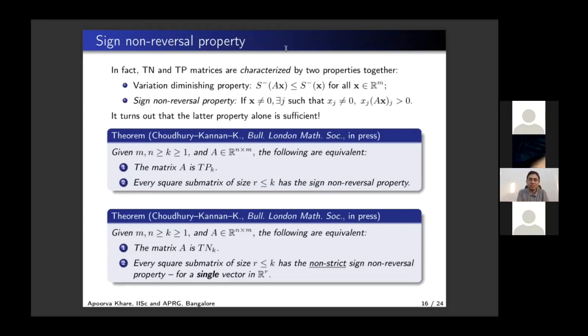So the moral is that even today, even in 2021, there are fundamental results about total positivity and total non-negativity that somehow remained uncovered until now. And the fact that this single vector could be used was definitely uncovered. And even for this non-strict sign non-reversal property, you can reduce the test sets even without a single vector, and partial results were known. But for total non-negativity, this was not known. For total positivity, some partial results were known. So this was completely new.